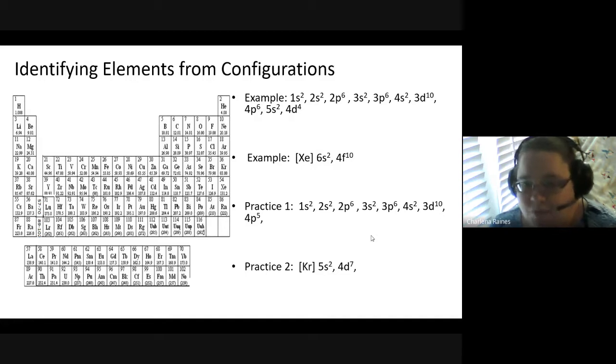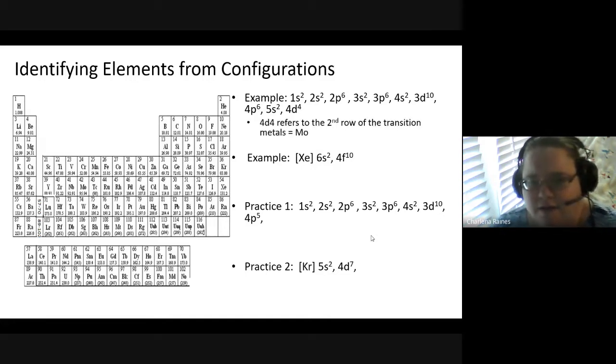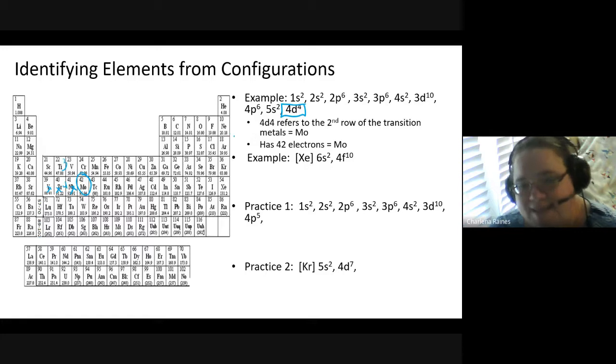So example number 1, if I were to add up all the exponents, I would get 42. And that would tell me that I'm looking at element Mo, molybdenum. But I also could look at the very last part of the configuration, 4D4. This is 3D. This is 4D. 4D4 tells me I'm going over 4 places. Either way, I get the same answer.